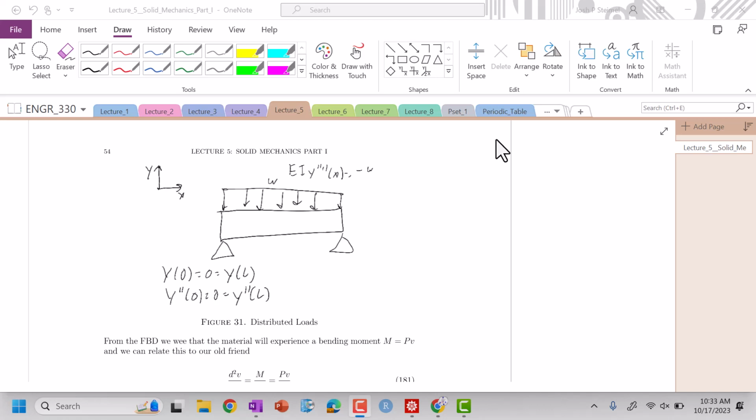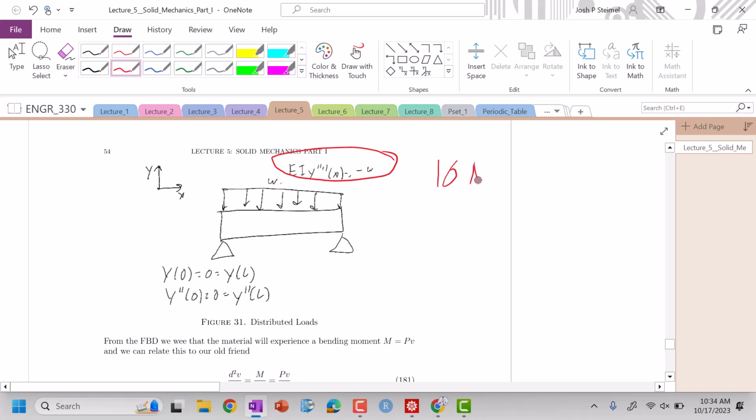All right, everyone, we are back, and now we're going to deal with beam bending and distributed loads. So we're going to look at a distributed load here, W, we'll call it 10 newtons per meter, and it's going to be distributed across, essentially, our beam.